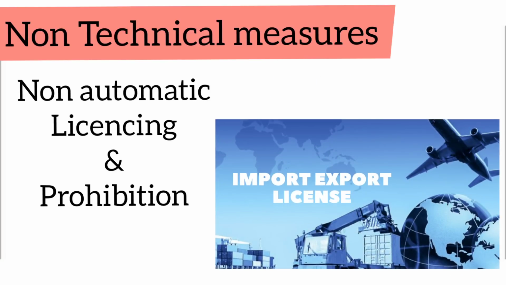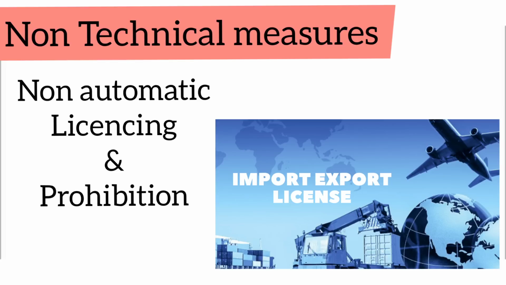Next is non-automatic licensing and prohibitions. First we'll understand what automatic licensing is. Take the example of a driver's license. Usually in our country, we have a few regulations to follow and a few documents to submit to the RTO, and once the RTO approves that, and after we take a test and pass it, we will get our license.